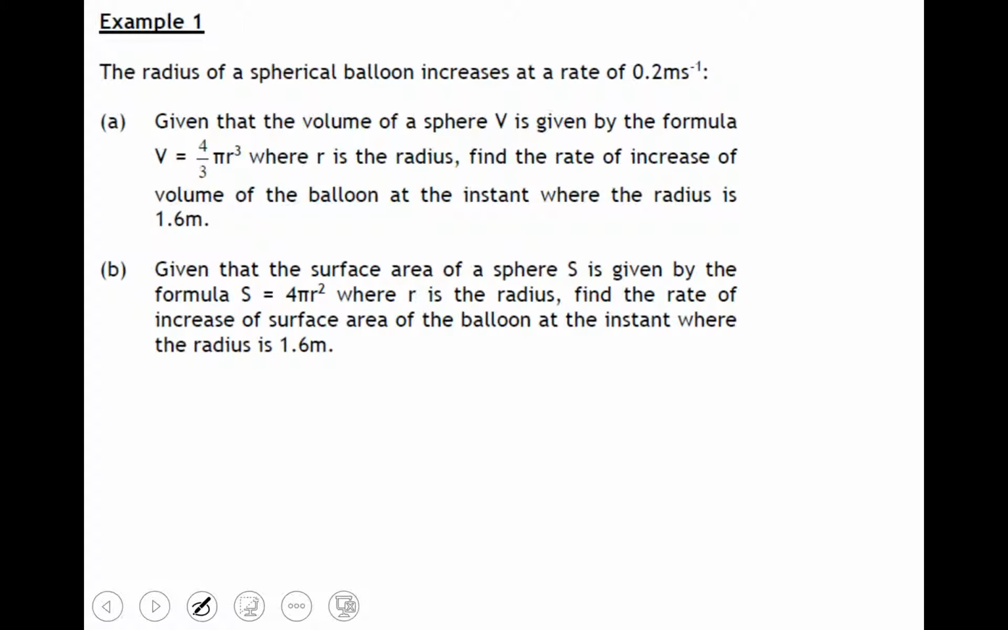The radius of a spherical balloon increases at a rate of 0.2 meters per second. Now, the rate of change of the radius, if we call the radius r, is dr by dt. So dr by dt is equal to 0.2. We're given a formula for the volume of a sphere in part A, which is 4/3 pi r cubed.